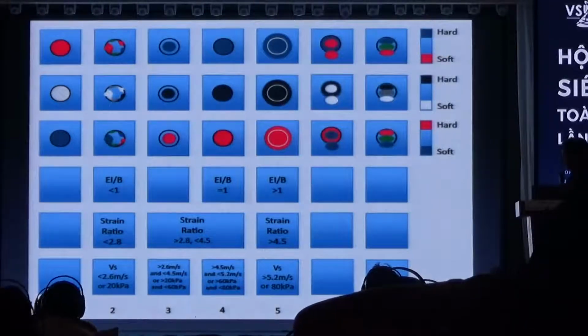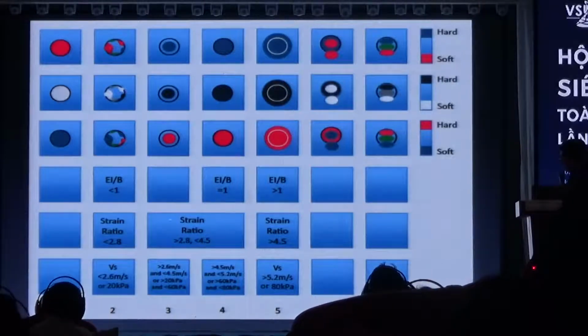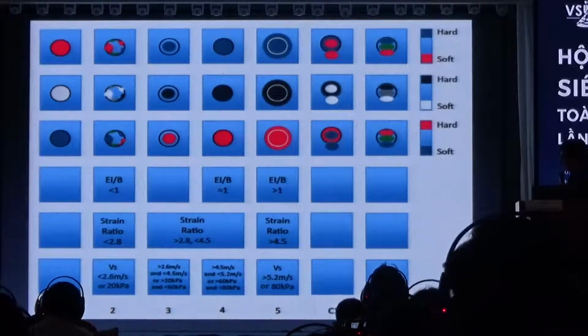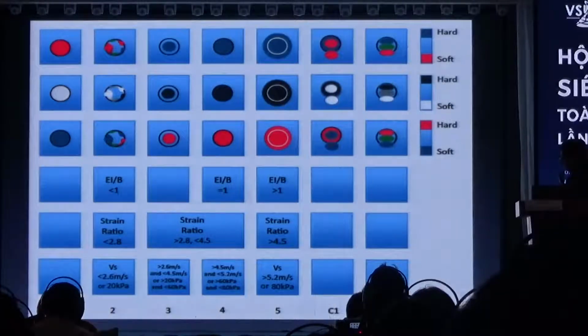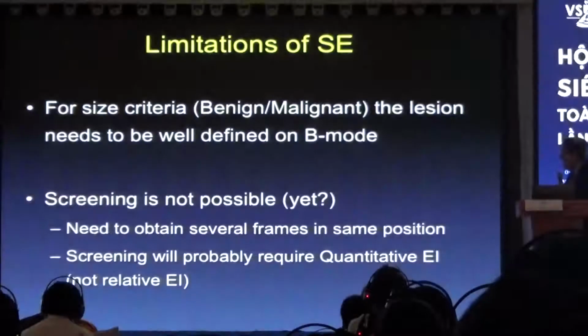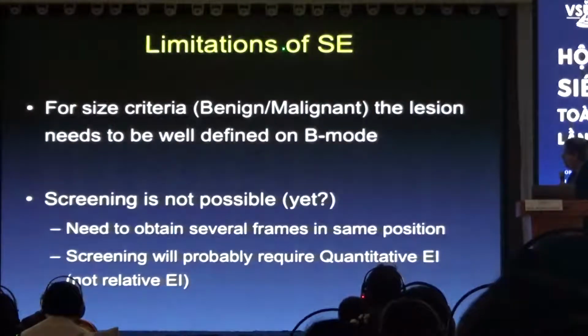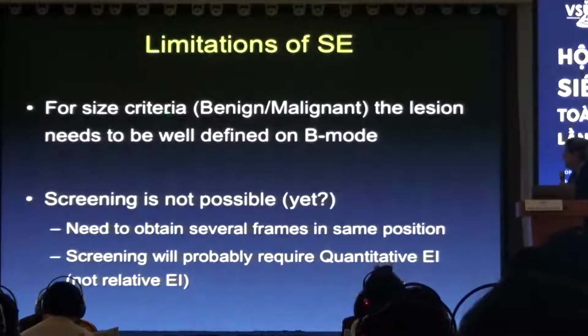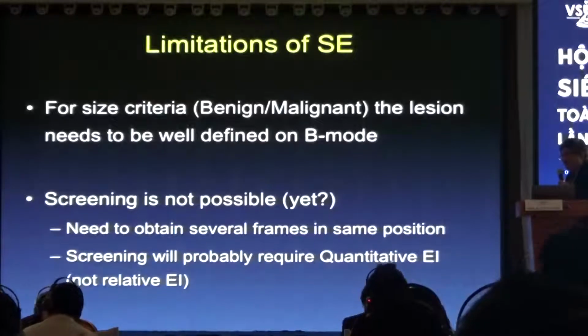And those are still, that's several years old now, but I think that's still pretty good. And we went by the literature as to how to split these up. So I think we did a very good job, and I think that would be a very helpful paper for you to get started. One of the problems with shear wave is, for the size criteria, you need to see the lesion well, both on the B mode as well as the elastography.